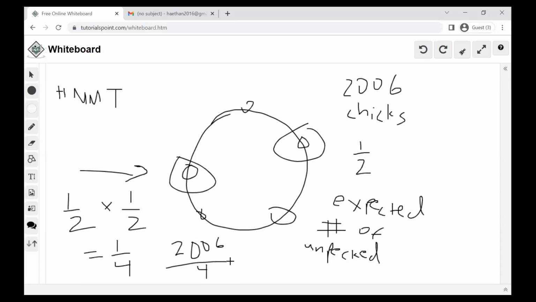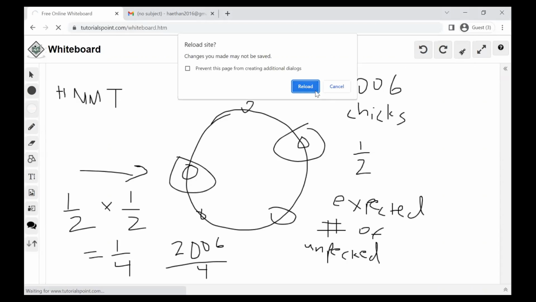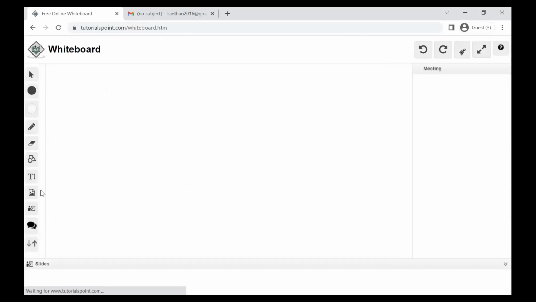And again, this problem is another example. It's impossible to do if you consider, oh, how often will we have 1 unpecked chick, or how often will we have 2 unpecked chicks, and so on, right? So this is another example of the ridiculous power of linearity of expectation. And then finally, there's one final example I will show.